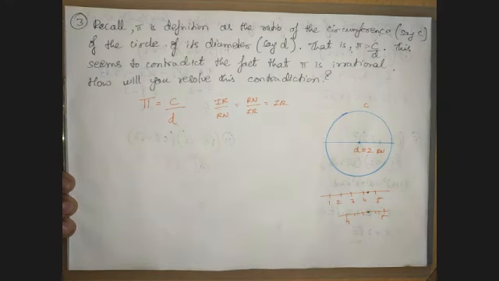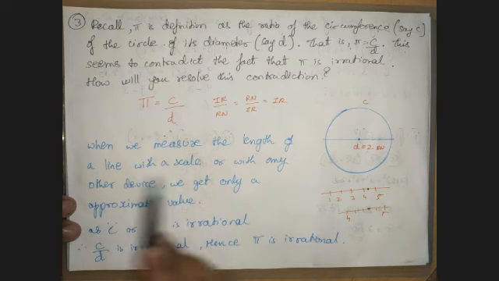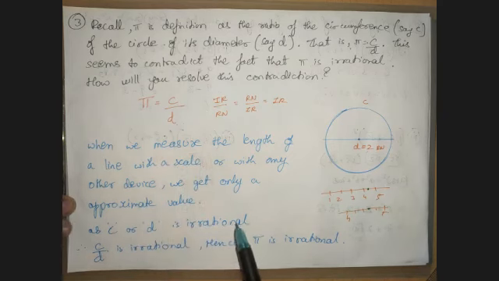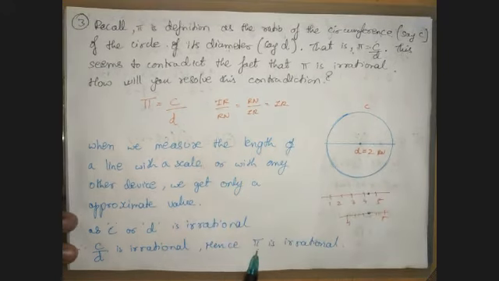So I can write it. When we measure the length of a line with a scale or any other device, we get only an approximate value. So C or D is an irrational number. So we get C by D as irrational. Hence, we get pi as an irrational number. So this resolves our contradiction.